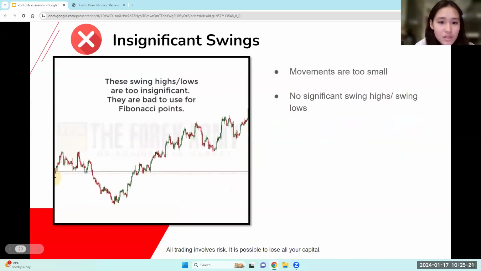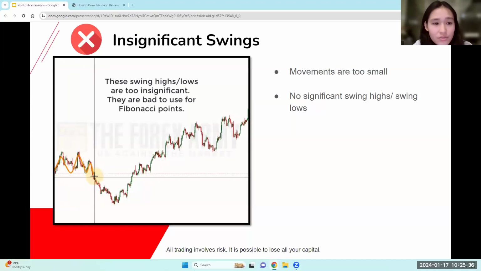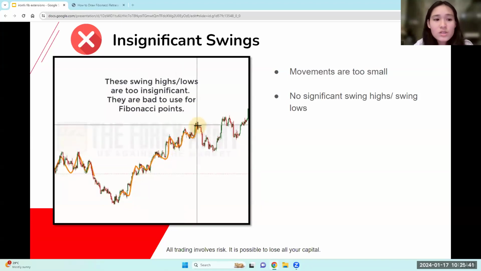Okay, so let's backtrack a bit and look at how exactly you can use these retracements. So how do you identify clear market structures? Firstly, we want to look for significant swing highs, swing lows, significant trends, or clear market trends. So let's first look at an incorrect example. Here's an example of insignificant swings, which are bad points to use for Fib starting and ending points.